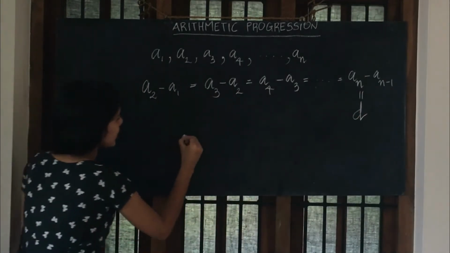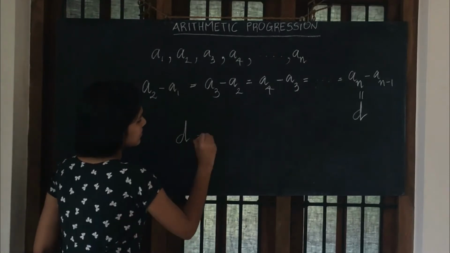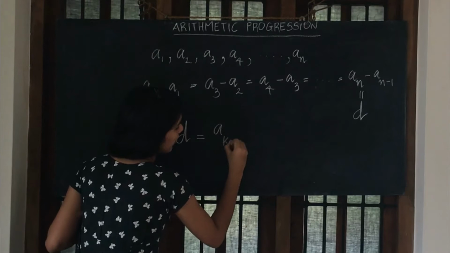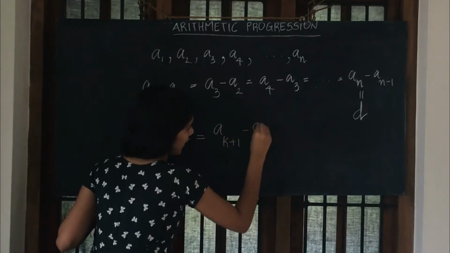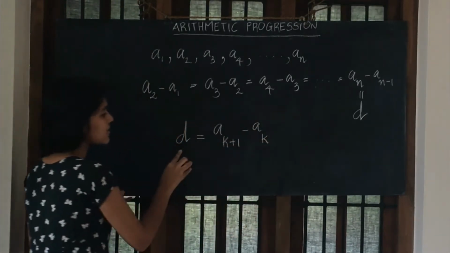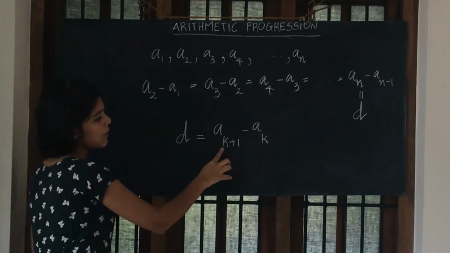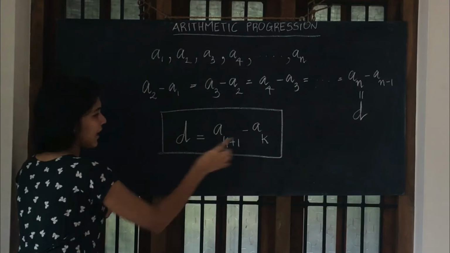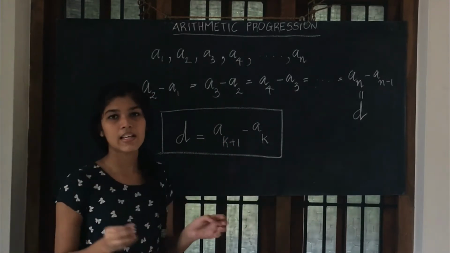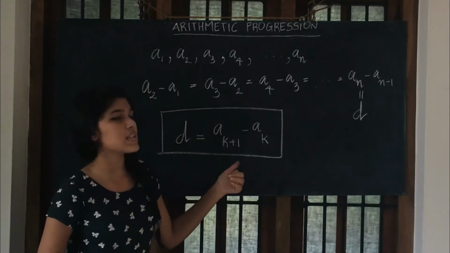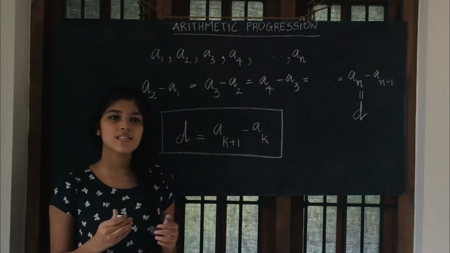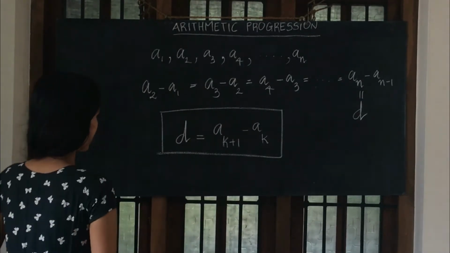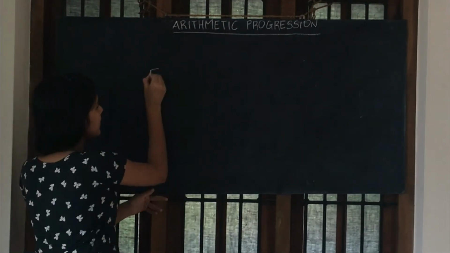That is, we can express d as the difference of ak plus 1 and ak. d is generally expressed as ak plus 1 minus ak. If ak is the kth term in an AP, then ak plus 1 is the term that is just after the kth term. Let me give an example.